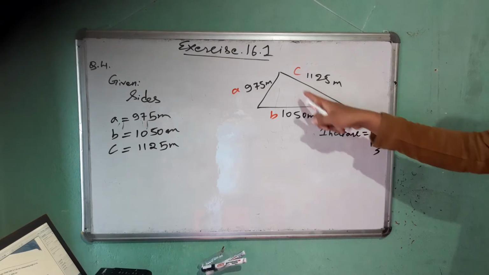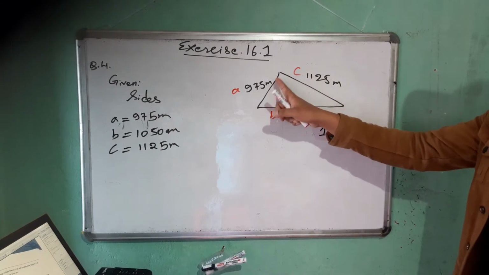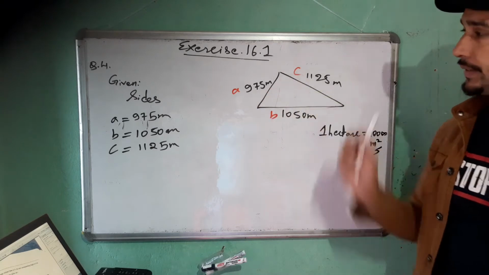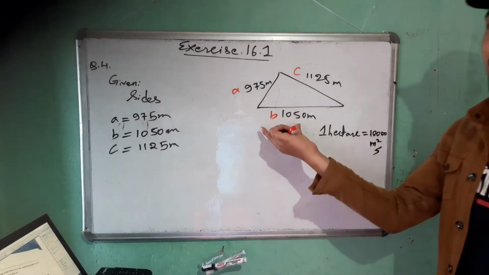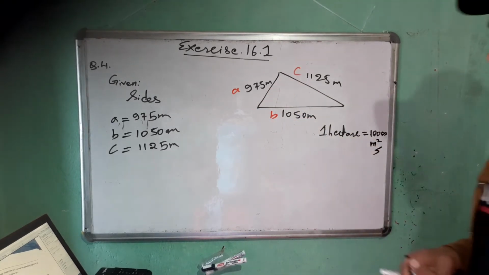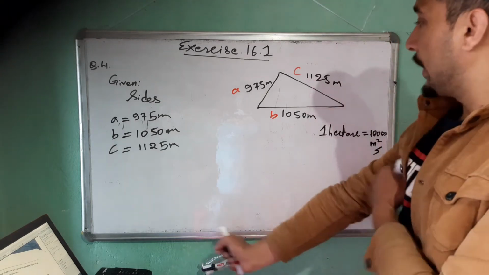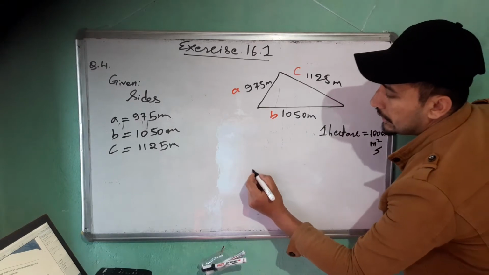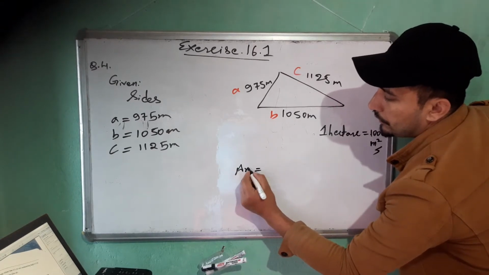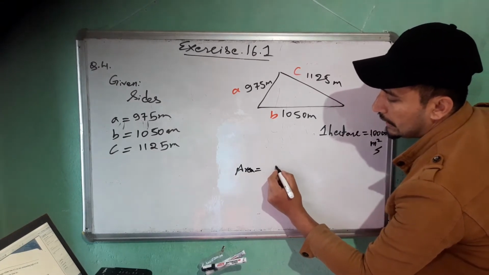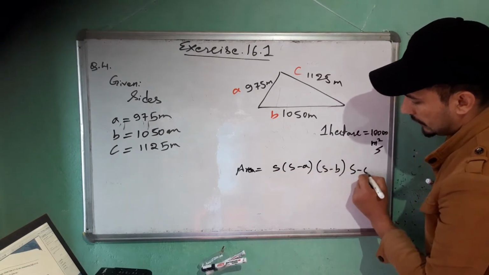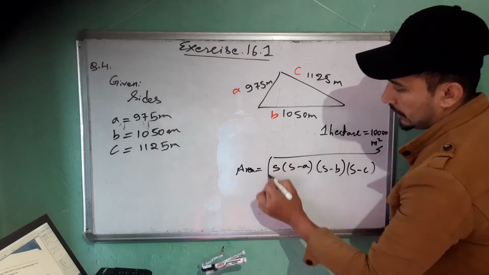Here the three sides of the triangle are not equal, they are unequal sides, so this is a scalene triangle. I have already explained the meaning of scalene triangle in the previous video, and I have given the formula to find area also. Area of a scalene triangle is calculated by using the formula root of S(S minus A)(S minus B)(S minus C).